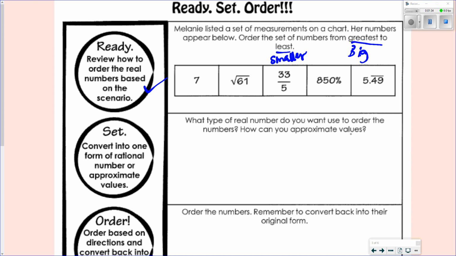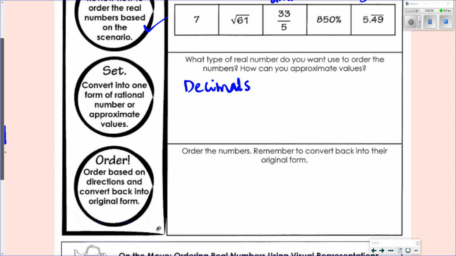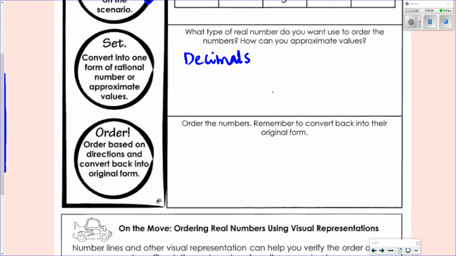How can you approximate the values? All right. So we are going to use decimals. And we're just going to approximate the values, especially the square root of 61, with our strategy of converting this to a fraction and then a decimal. All right, let me scroll down. Again, we are not using a calculator. All right, so we're not ready to order. Let's go ahead and convert.